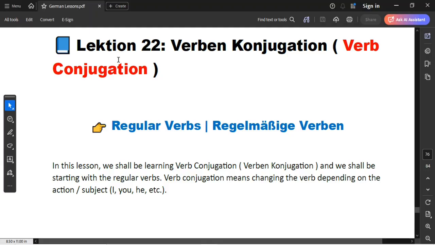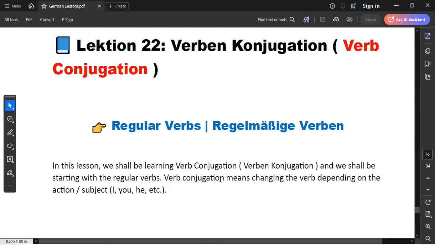And today we shall be looking at Lektion 22, whereby we shall be looking at Verben conjugation, that is verb conjugation in English. And we are going to start with regular verbs, that is regelmäßige Verben. In this lesson, we shall be learning verb conjugation, starting with the regular verbs.